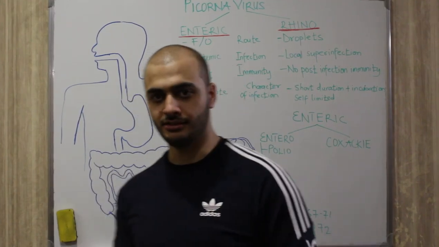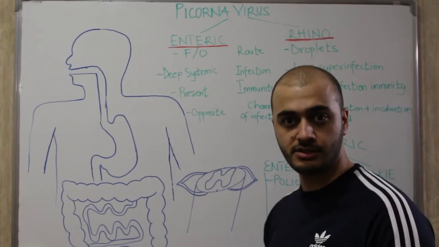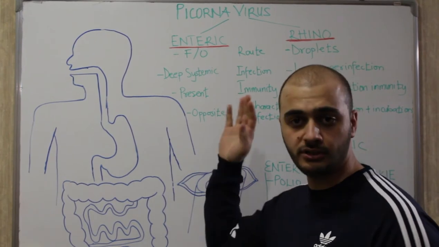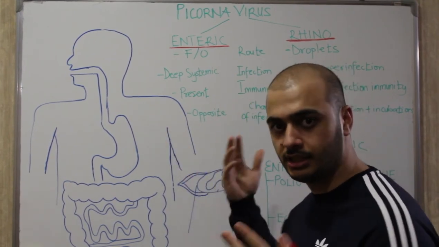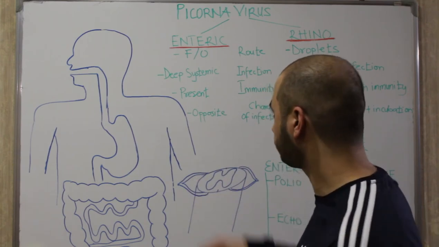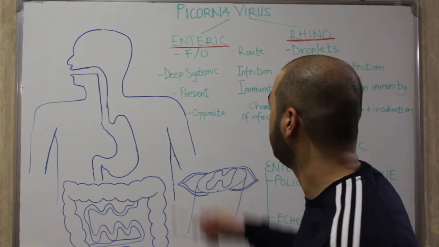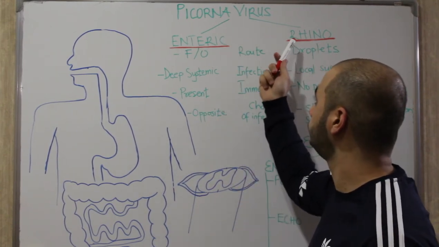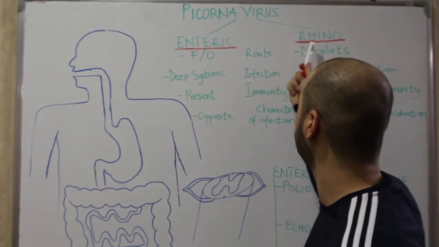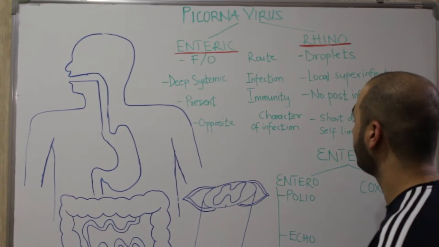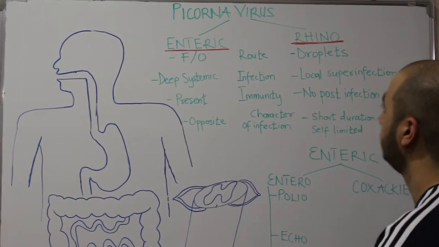Our channel Anything Medicine. So today we are continuing with picornaviruses, the picorna family, after we have already done the general scheme of RNA viruses. Picornaviruses are actually divided into two subgroups, which are enteric viruses and rhinoviruses. So let's compare between these two.